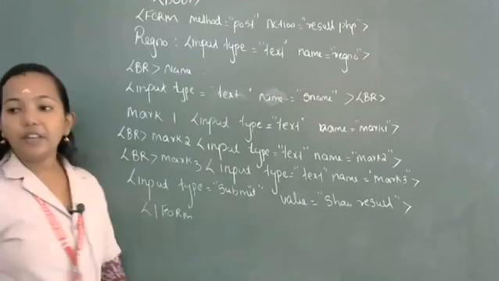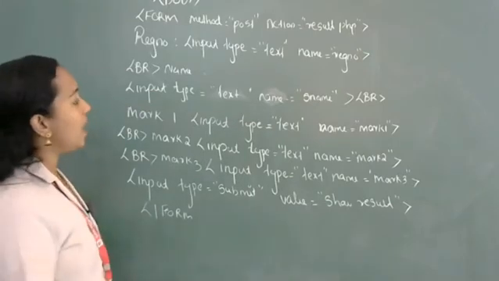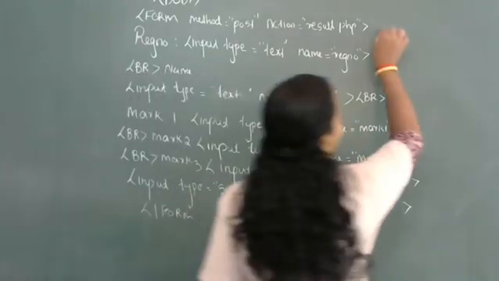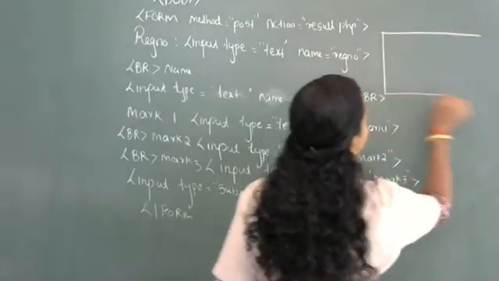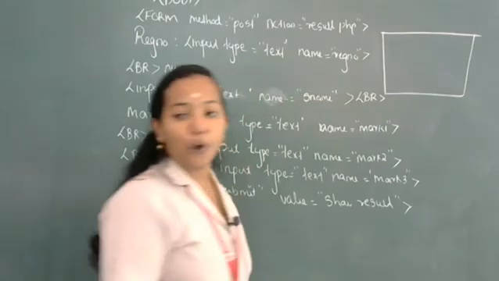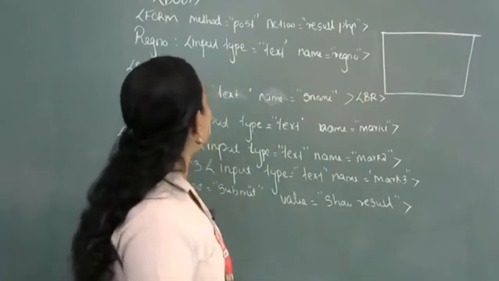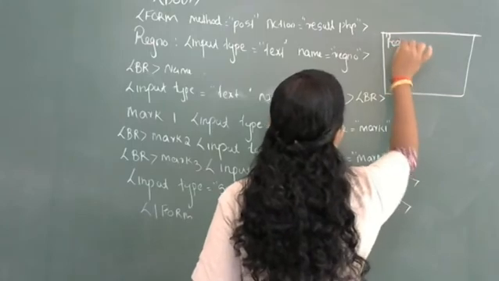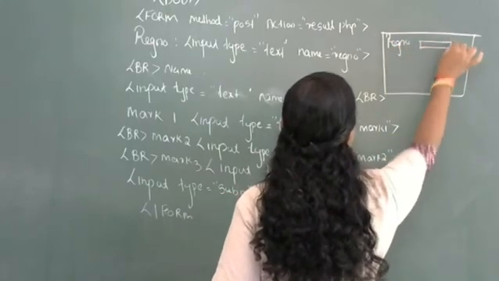When we write like this, what will be the final output? We will get an HTML form. What will be the first one? Register number. One text box will come.